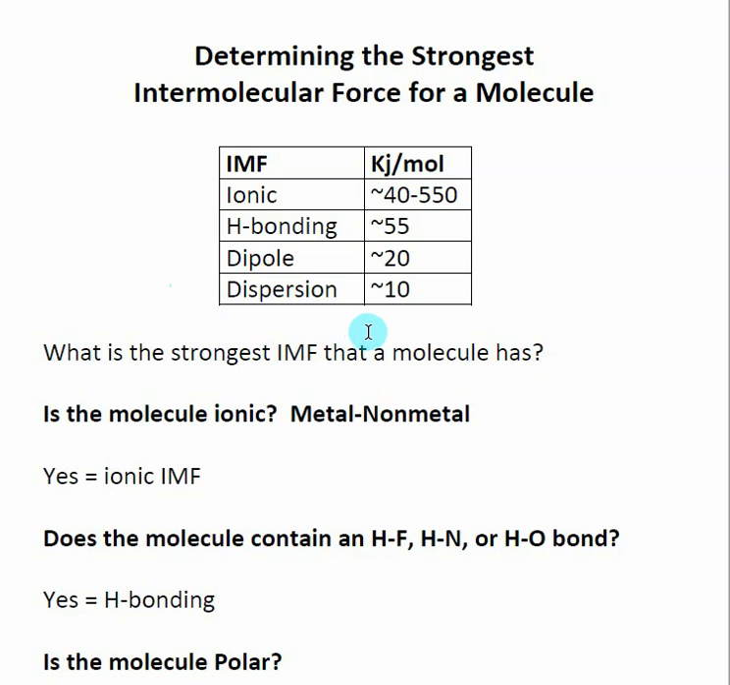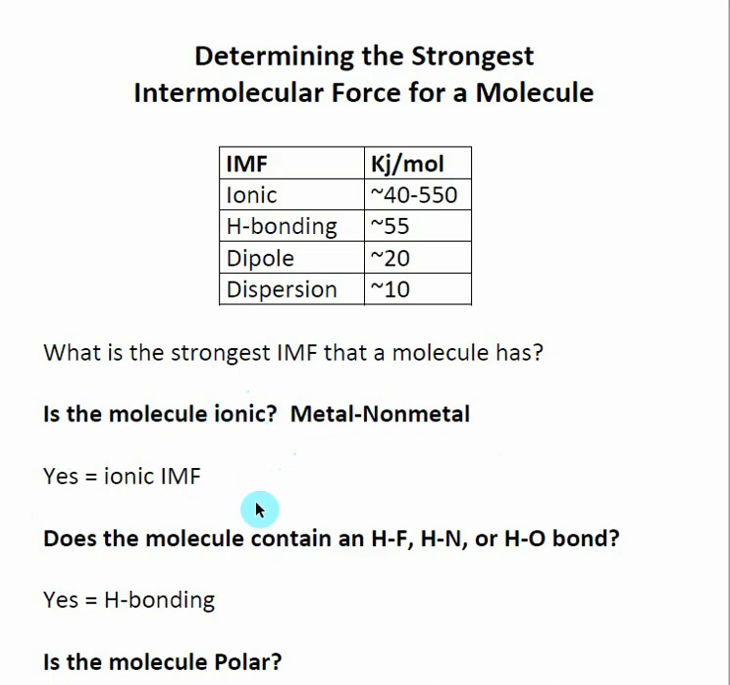Dispersion forces are actually always present. Even in the worst case scenario, where we have a nonpolar molecule, we always have a dispersion force present. But that's not interesting to us if a molecule has a dipole or a hydrogen bonding intermolecular force. So I start at the strongest. Given a molecule, I ask, is the molecule ionic? By that I mean, do we see a metal bonded to a non-metal? If the answer is yes, I can stop. I don't care if it has any of the other three intermolecular forces, because ionic is the strongest.